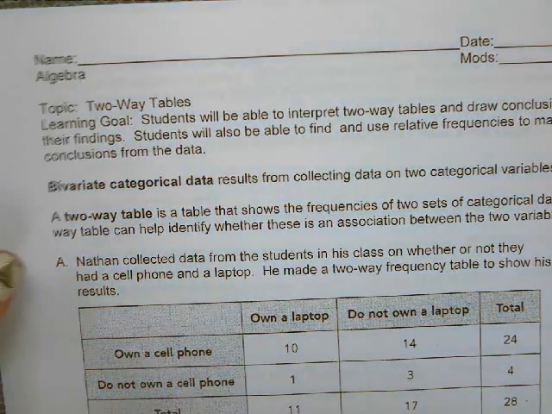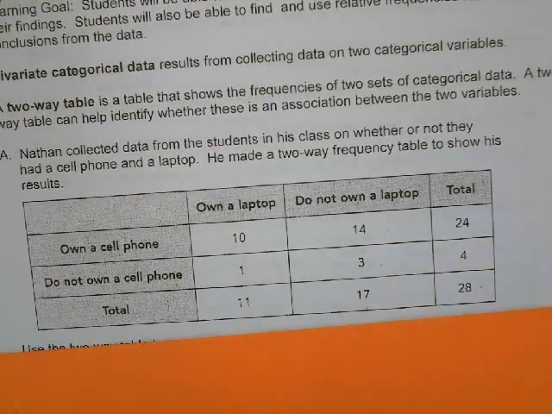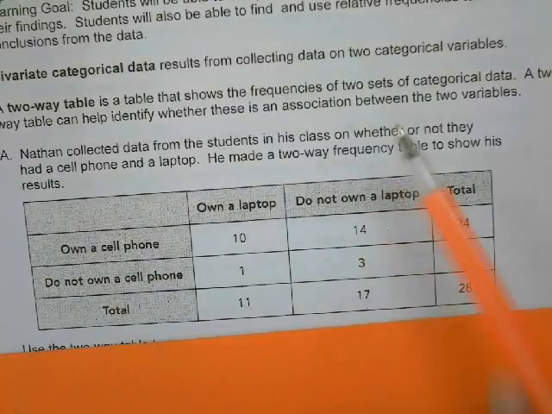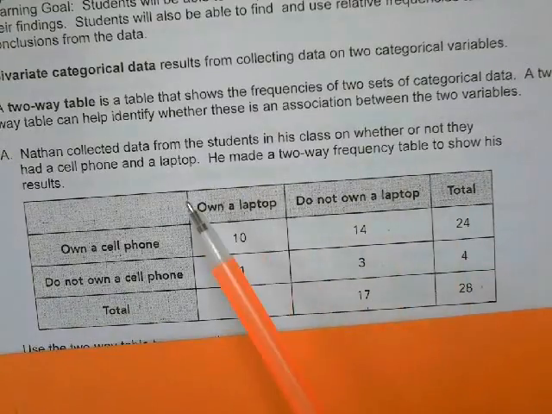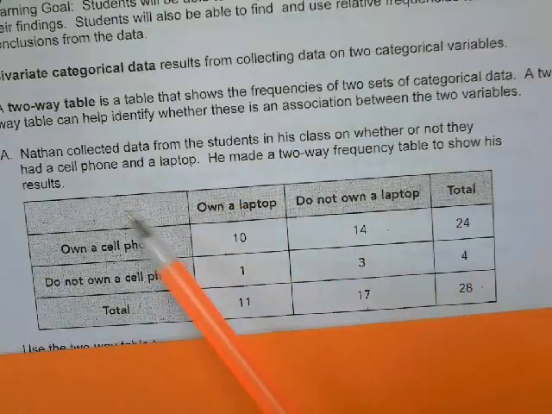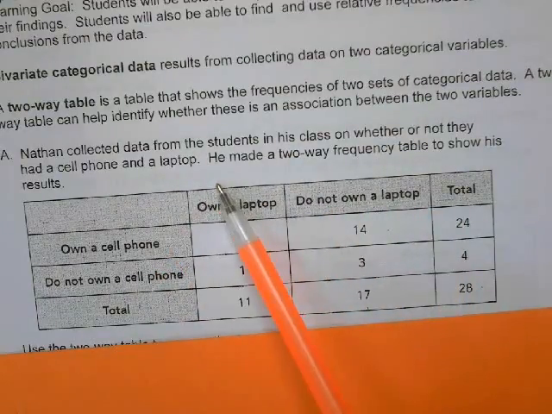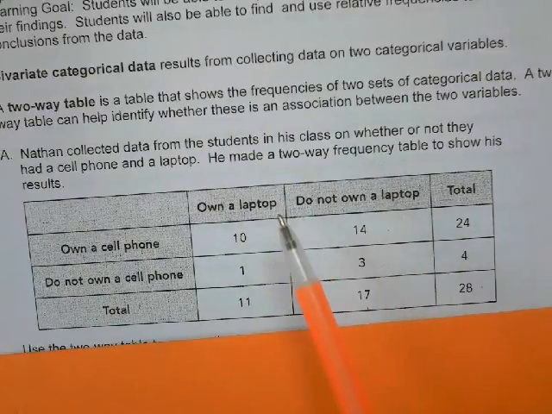Such as the table we have here, we're collecting information on who owns a laptop and who owns a cell phone. So the two-way table shows the frequencies of each of the categories. These are our margins, and these are our cells. It says that Nathan collected data from the students in his class on whether or not they had a cell phone and a laptop, and then he made a two-way frequency table to show his results.